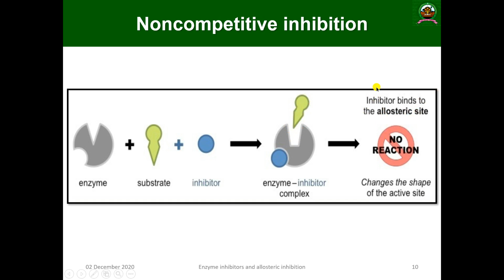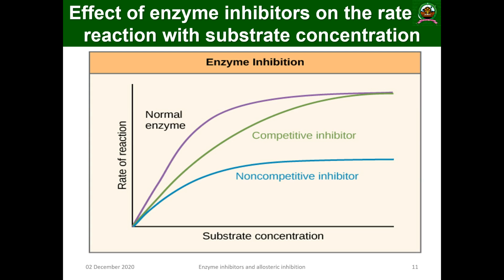So the inhibitor binds to the allosteric site, the site other than the active site, and there will not be any reaction, which changes the shape of the active site. That is known as non-competitive inhibition. There is no competition for a single binding site. The enzyme has its binding site, the substrate has its binding site, and the inhibitor has its binding site on the enzyme. Here the inhibitor binds and blocks the binding of the substrate by changing the shape or conformation of the active site. That is known as non-competitive inhibition.